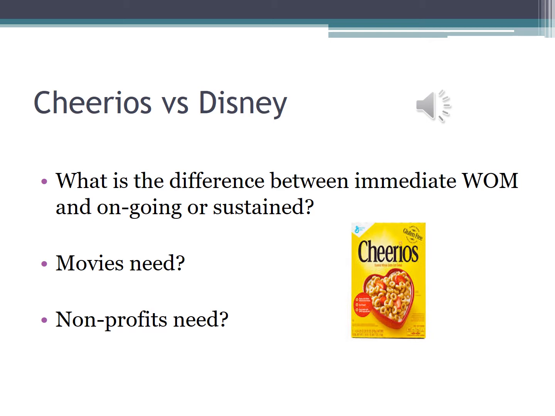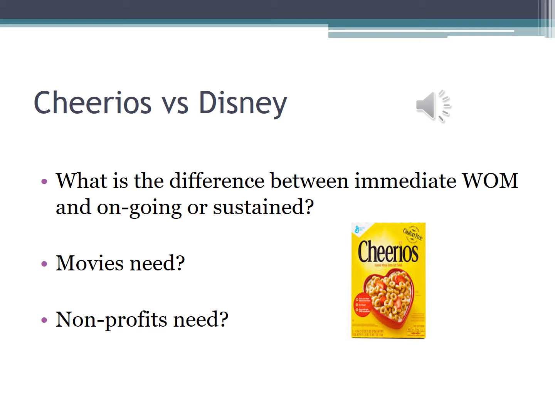And this particular slide deals with which one gets more press, right? Do we think about and talk about Cheerios more than we think about and talk about Disney? The logical thought process here is that Cheerios are pretty boring, and so Disney would be the one that benefits the most from buzz, from being talked about. But the fact is that there are two different types of word of mouth. The first is immediate, and the second is ongoing or sustained.